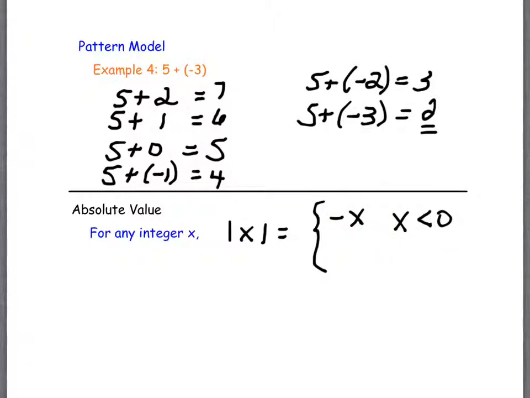The other option then is that the number was already bigger than 0, and actually we'll throw in the equal to 0 here as well. And so what happens when we take the absolute value of a positive number or of 0?